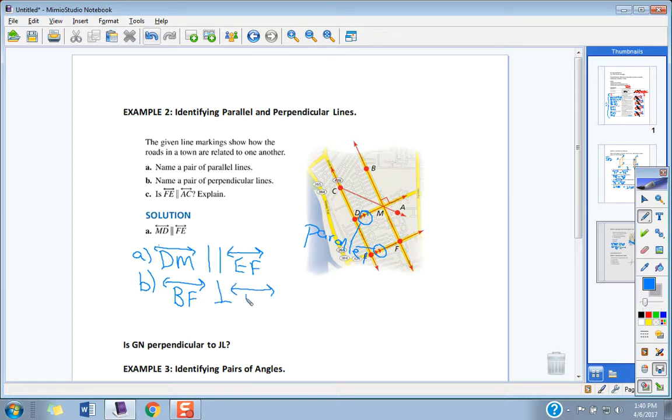How do you know that, P? Because there's a right triangle. I mean, right square. There's a right angle symbol up there, right?